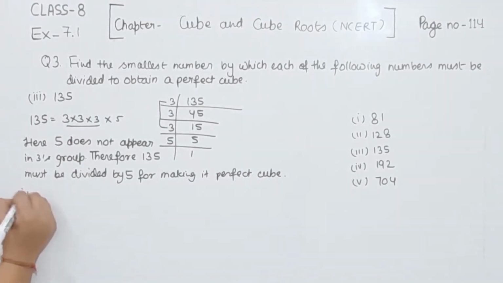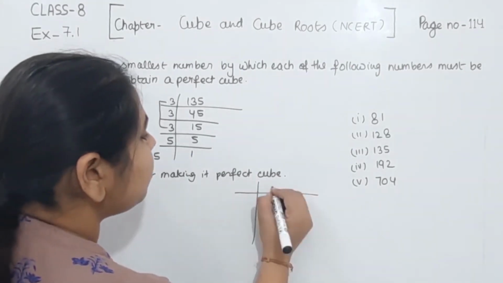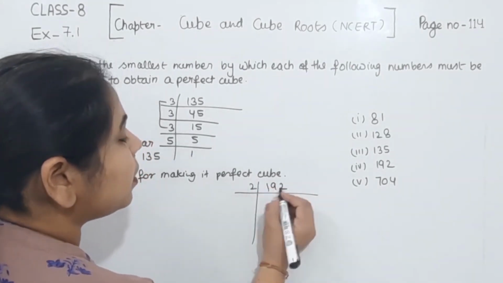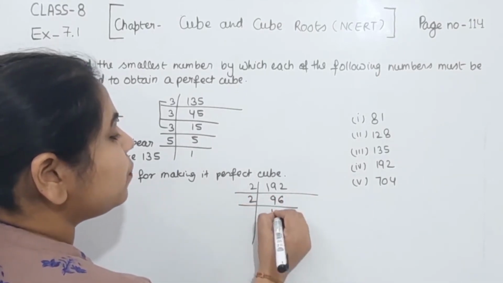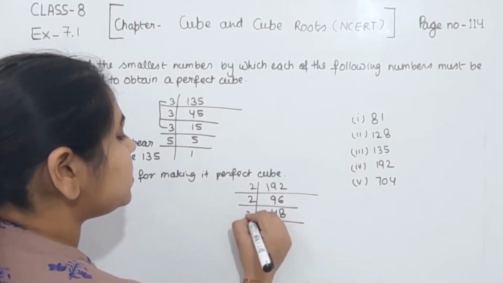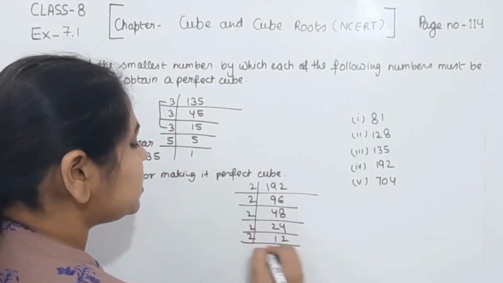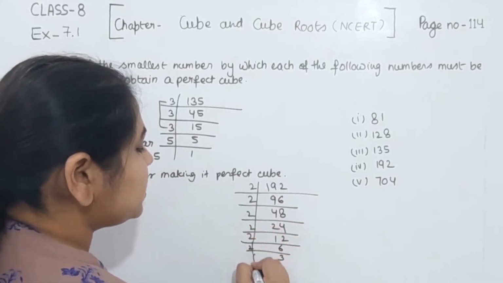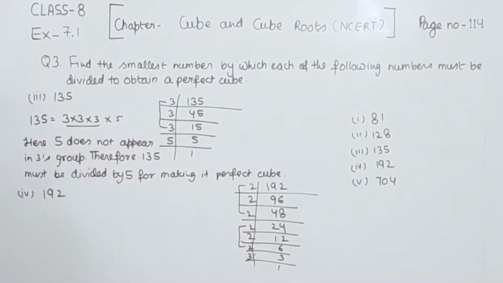Now comes part 4. The number we have is 192. First of all, we are going to make the prime factors of the number. 2 9s are 18, remainder 1, 2 6s are 12. Now again 2 4s are 8, remainder 1, 2 8s are 16. 2 2s are 4, 2 4s are 8, 2 1s are 2, 2 2s are 4, 2 6s are 12, 2 3s are 6 and 3 1s are 3. Now this is the first triplet, this is the second triplet we have. 3 is not having a triplet.